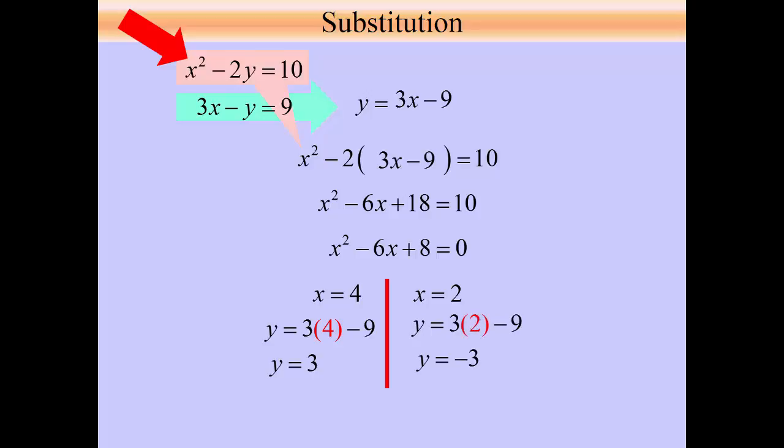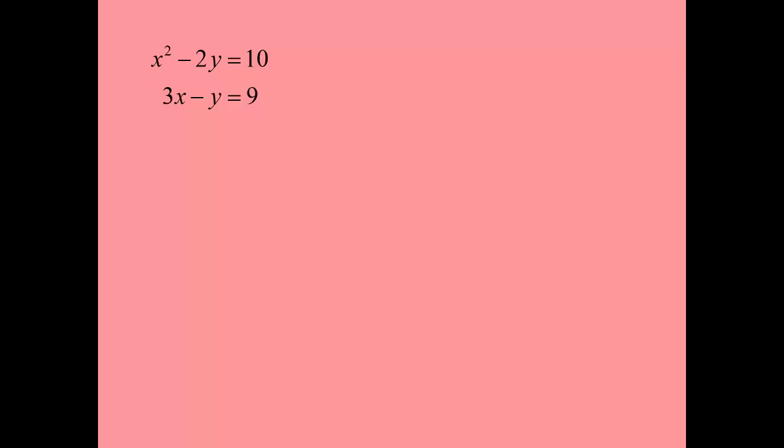Now we want to make sure we get these communicated properly. The first point would be 4, 3, and the second one would be 2, negative 3. Now here's the graphs of those two things, so you can see what it is that we just did and how it relates to the graphs.